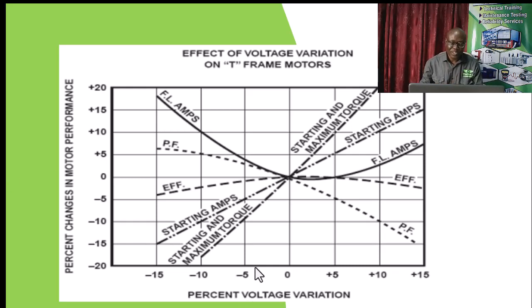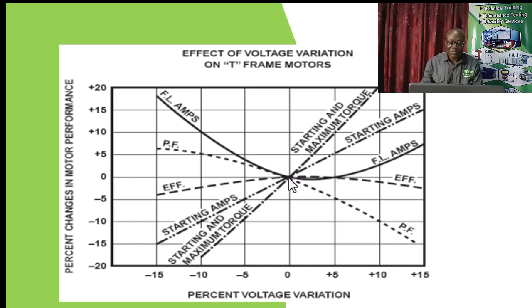If you look at the graph, you see that we have percentage variation as against percentage changes in the motor performance. So we are looking at a few performance parameters: the full load current, power factor, efficiency, starting current, and torque. Are we getting it? So you see, if there is no unbalance, the motor will be operating at its equilibrium, maximum efficiency. Look at the efficiency curve. It is operating at the maximum efficiency.